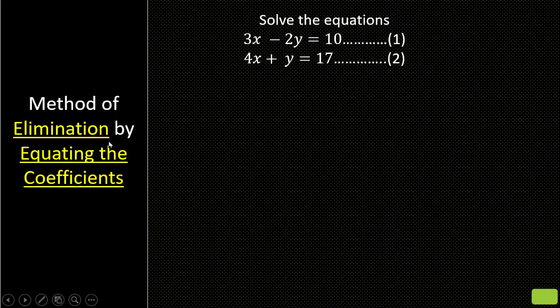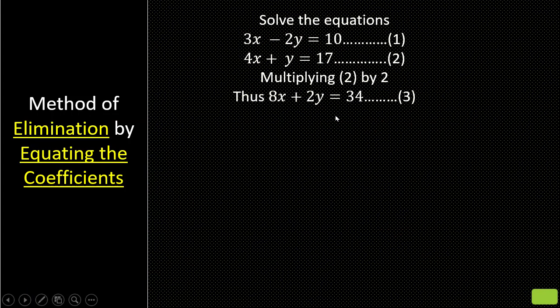We will follow the same elimination method by equating the coefficients. That means we are going to equate the coefficient right now. For that, we will multiply equation 2 by 2, and now the equation would be 8x plus 2y is equal to 34. That means this should be equation 3. And now in equation 3, we are finding the coefficient of y is 2, and in equation 1 we are finding the coefficient of y is 2, and signs are different. That means we will deal with equations 1 and 3 together. We will leave equation 2. We will deal with equations 1 and 3 together, because coefficients of the variable y are same.